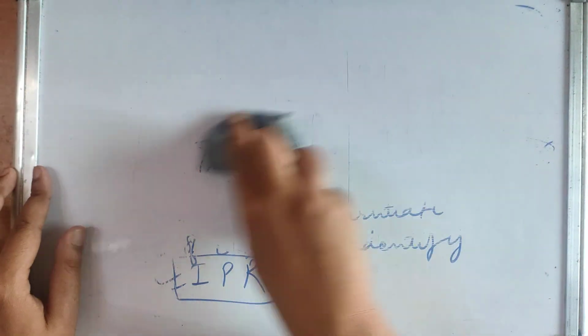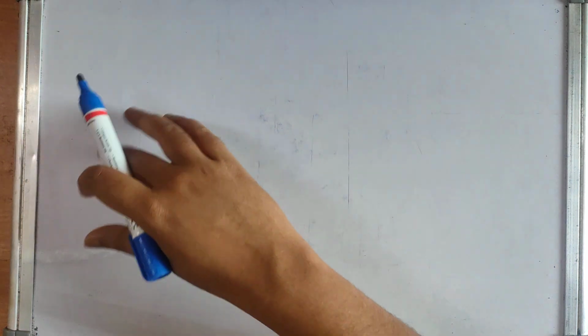So that is all for today. I hope you all understand what DNA fingerprinting is and how it can be helpful in seed protection, variety protection, or identification of cultivars.